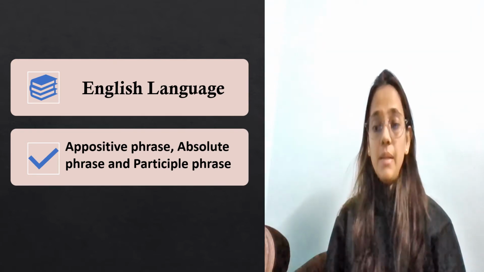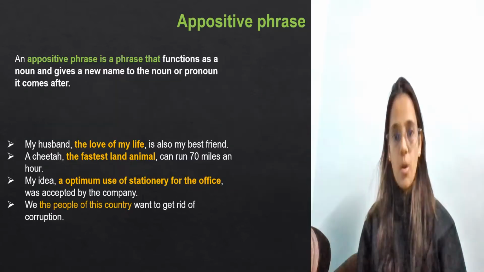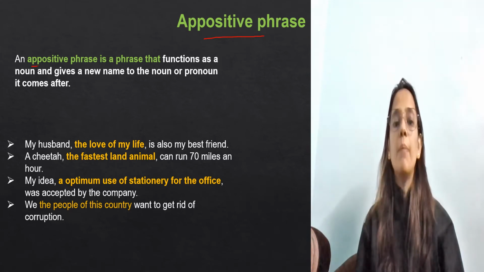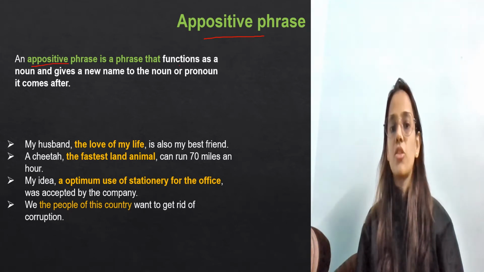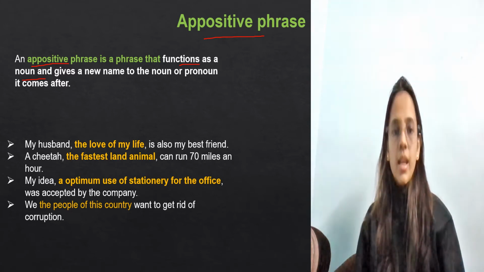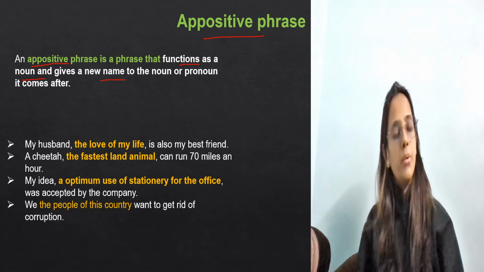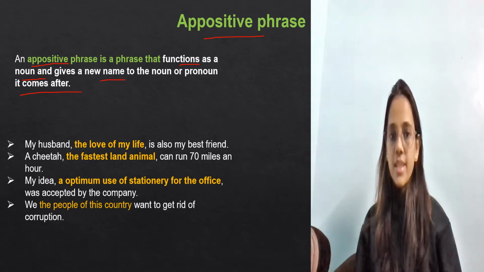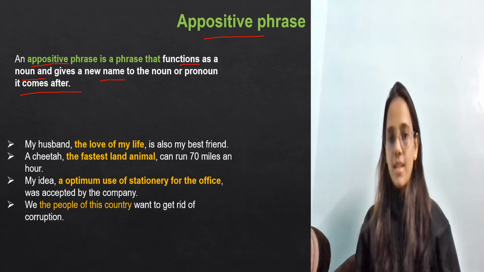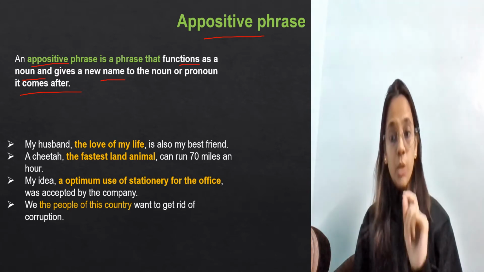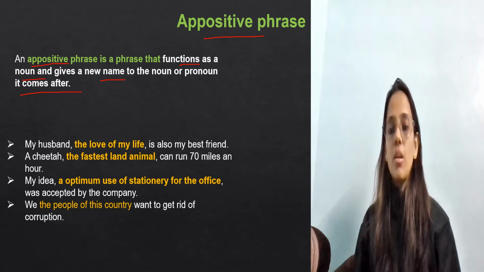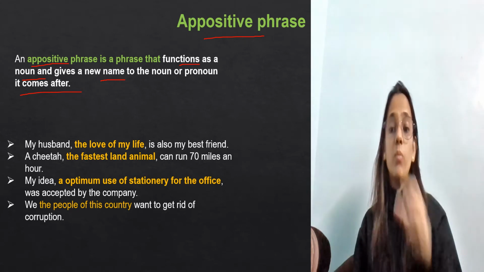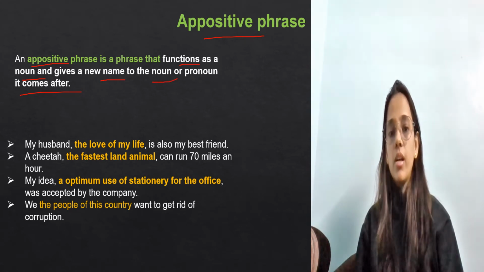Now, what we will be learning, the first type of phrase is what? Appositive phrase. Now, what do you mean by appositive phrase? An appositive phrase is a phrase that functions as a noun and gives a new name to the noun or pronoun it comes after. In short, what is an appositive phrase? It functions as a noun and gives a new name. Normally, the phrase always comes after a noun or a pronoun.